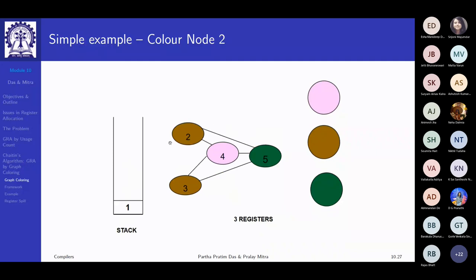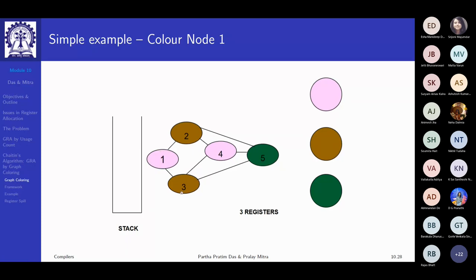Then I pop 2, which is connected to 4 and 5. So I need to give a color different from purple and green. So I reuse the color brown. And finally, I pop 1, which is connected to 2 and 3. I give it the color purple. I could have given it the color green also. So the solution is necessarily not unique.